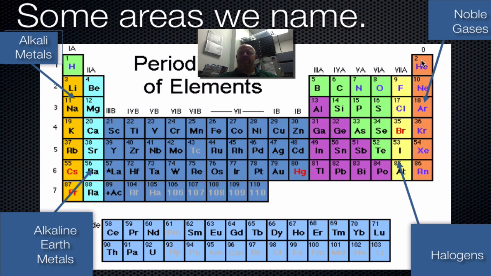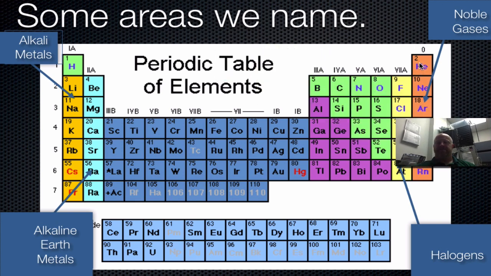And then finally, over here, we have our noble gases in group 18. We've already talked about the noble gases, how they're special because they don't react with anything. They're the most stable elements. So we call this group over here, group 18, the noble gases.